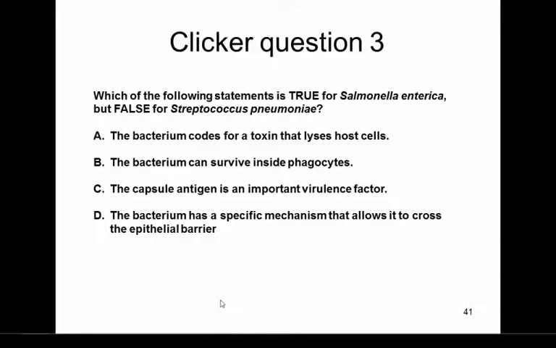C, the capsule antigen is an important virulence factor. True for Salmonella enterica, false for Streptococcus pneumoniae. Who says that's correct? Who says no, it's not correct? You're right, it's not correct. Important for both of them.